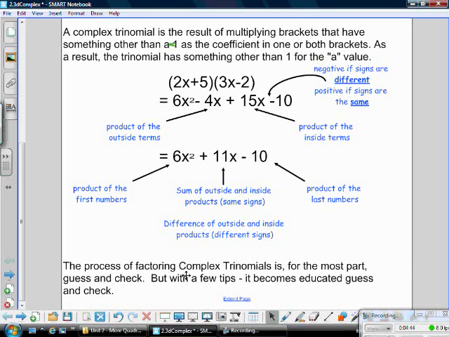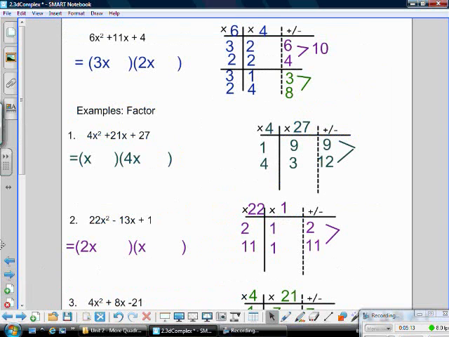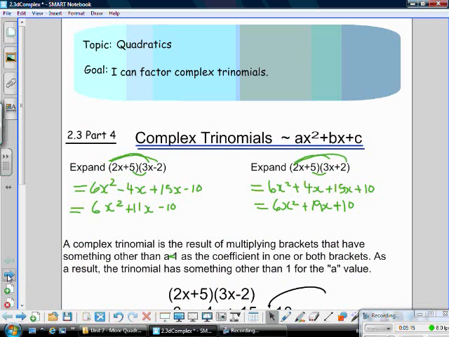So the process of factoring complex trinomials is, for the most part, guess and check. However, that doesn't mean you give up. It means that with a few tips, it becomes an educated guess and check. So let's take a look at some examples. You can go back and copy this down to help you, if that makes sense to you. Okay, so let's look at the first question.